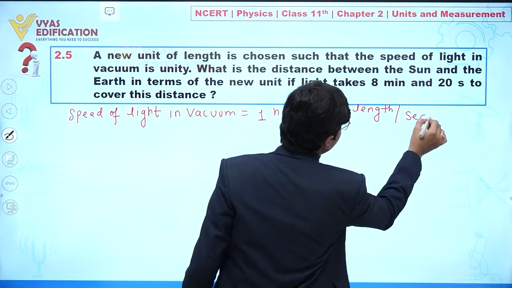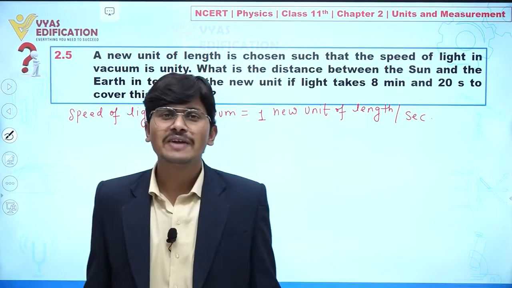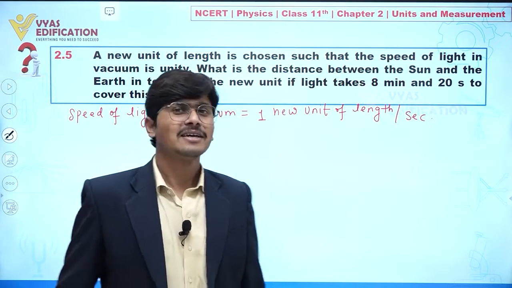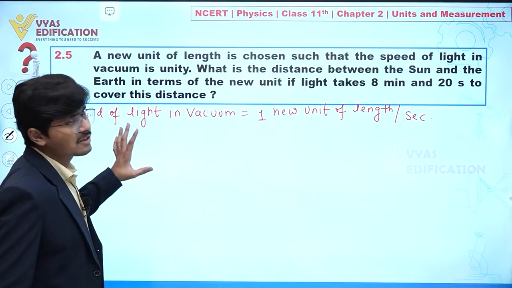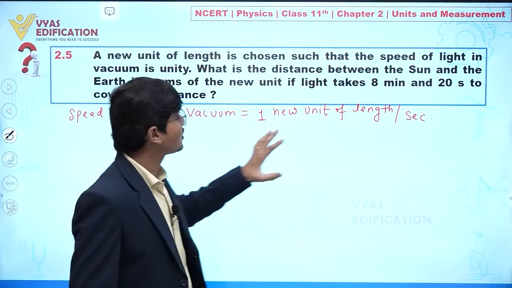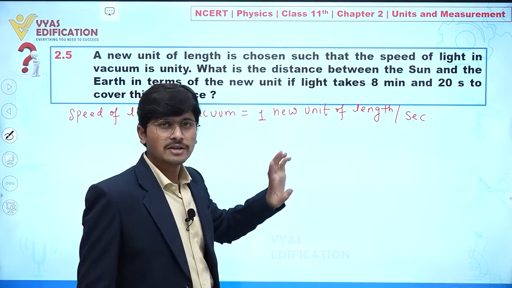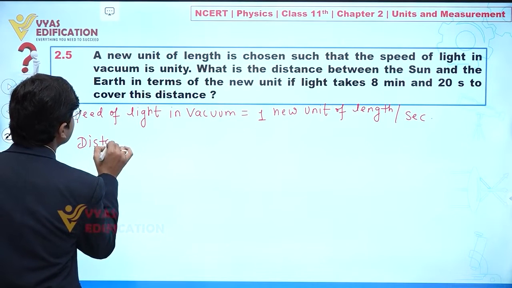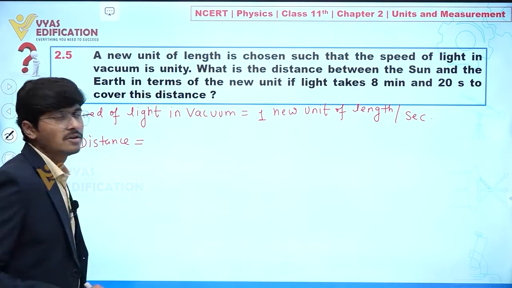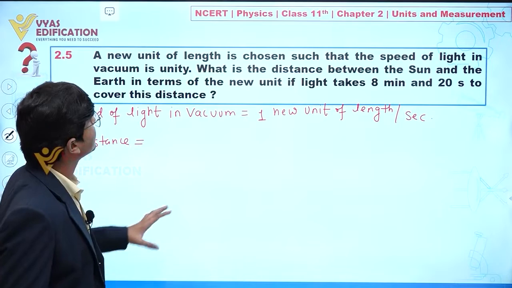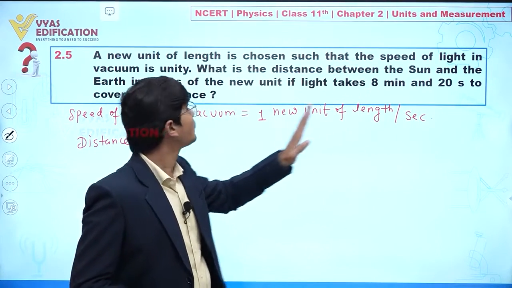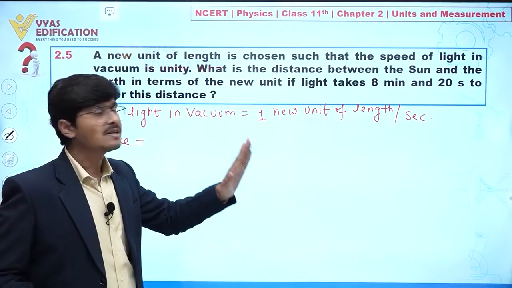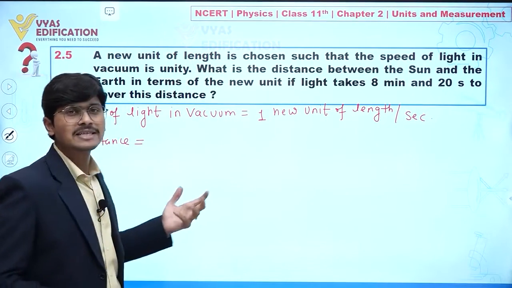per second. Actually we know speed of light in a vacuum, this is given by 3 into 10 to the power 8 meter per second. But here it is given here, we have to take speed of light in vacuum, this is equal to 1 unit. So now we can find here distance covered by this light like this. Our objective here, what is the distance between sun and the earth in terms of new unit of light takes 8 minutes 20 seconds to cover this distance.